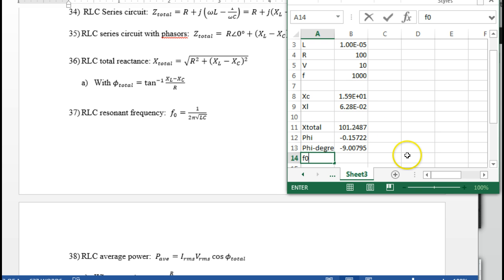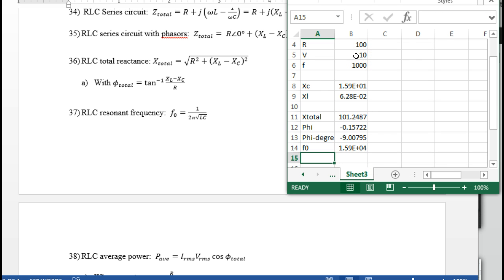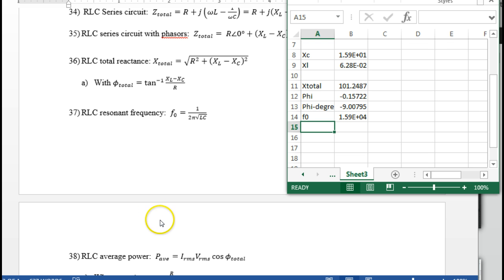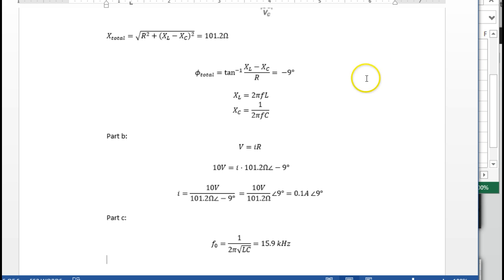We want F naught, right? So F naught is 1 divided by 2 divided by pi divided by square root of L times C. And we get 1.59 times 10 to the minus fourth, or 15.9 kilohertz. 15.9 kilohertz. And that would be the end of problem 6.